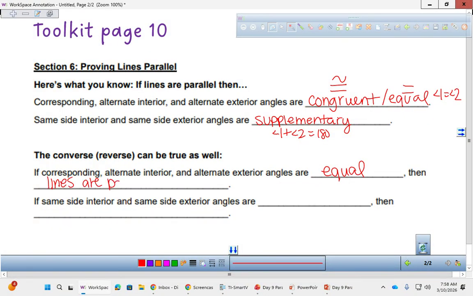I told you it's going to feel like we're doing the same thing because we kind of are. We're just reversing the sentence. We're going to do the same thing but in a different order. If same side interior and same side exterior angles are supplementary, which they should be, then lines are parallel.